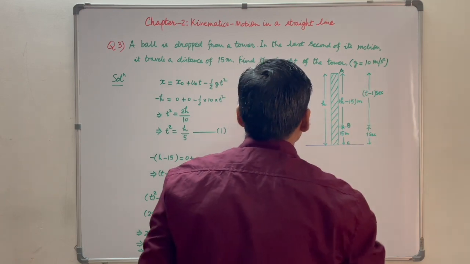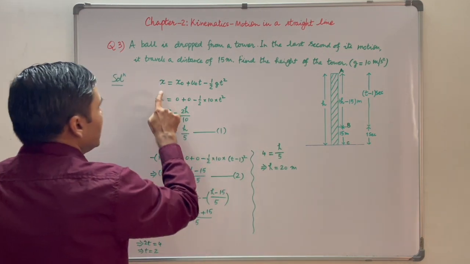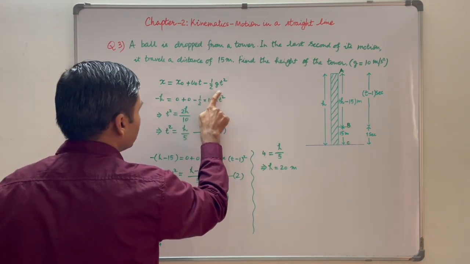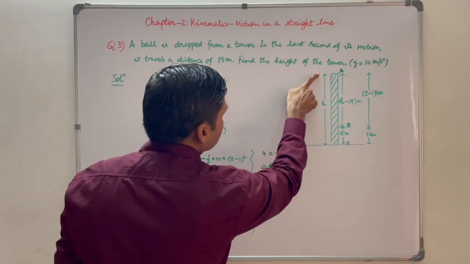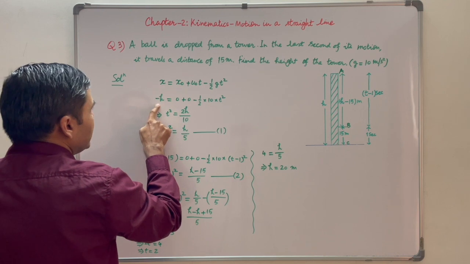So now we will start forming the equations. For section AC, x = x0 + v0t − (1/2)gt². Since ball is starting at A and going down, so x is equal to −h.